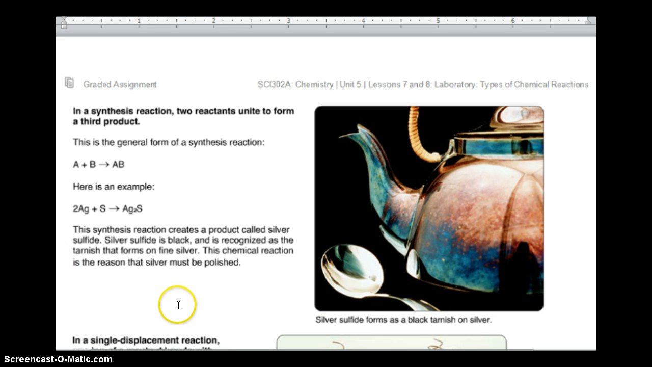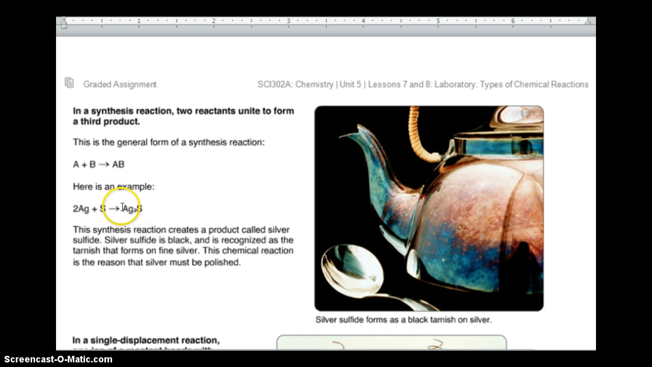In a synthesis reaction, 2 reactants unite to form a third product. This is the general form of a synthesis reaction: any 1 element or compound plus any other 1 element or compound yields 1 compound. A and B are just variables, so this could be gold, it could be silver, it could be oxygen, any element or compound. So here's a specific example: 2 silvers plus 1 sulfur yields silver sulfide.